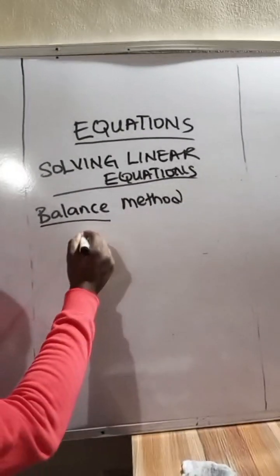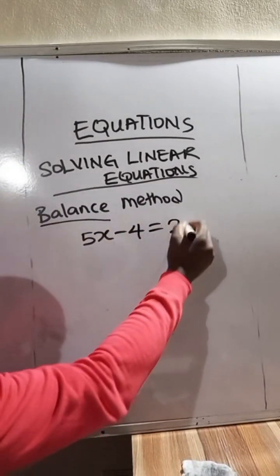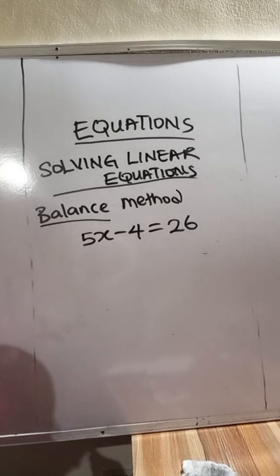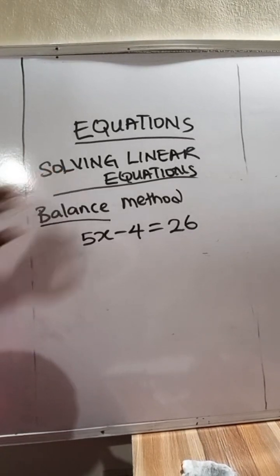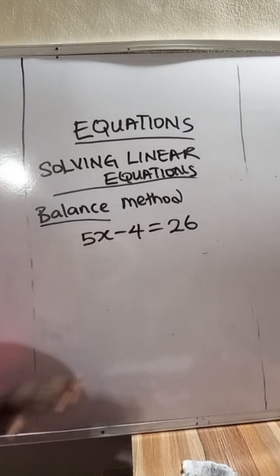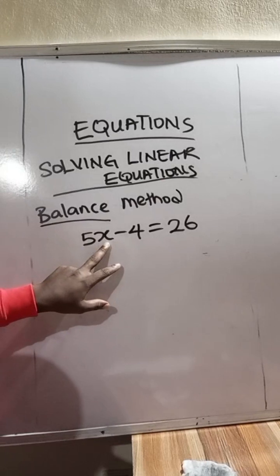Let's do another example. We have 5x minus 4 is equal to 26. This is another simple one. We want to solve the equation. Remember, solving an equation means finding the value of the alphabet. Whenever you are told to solve an equation, you are simply to find the value of the alphabet. Now, we want to get the value of x.